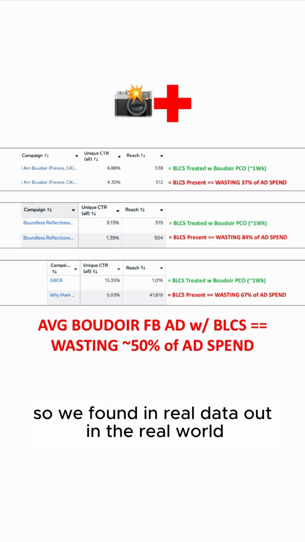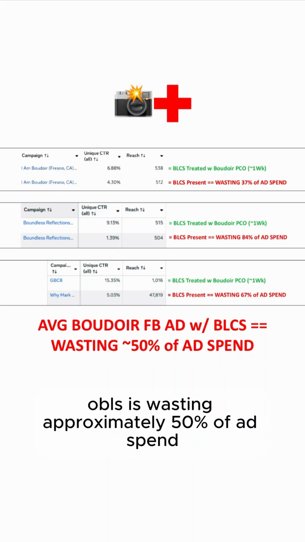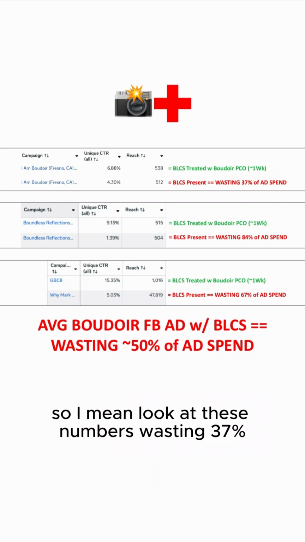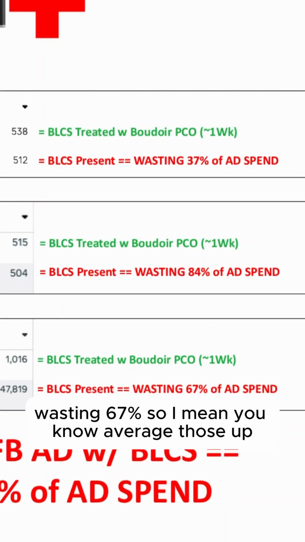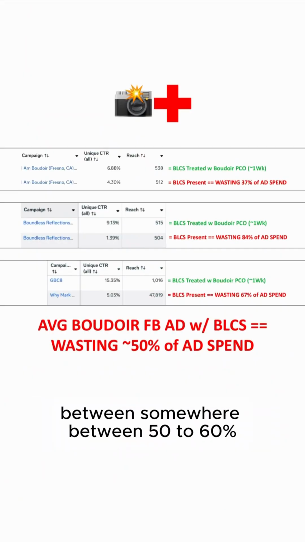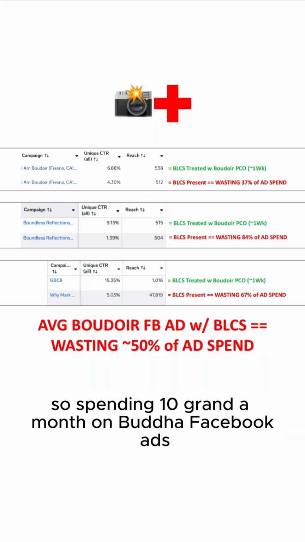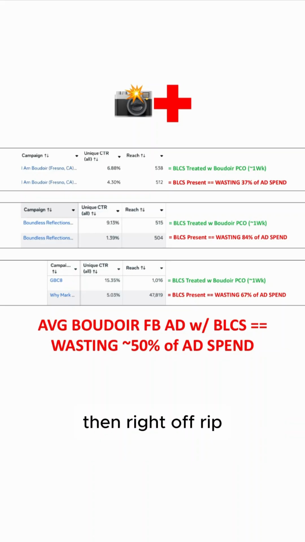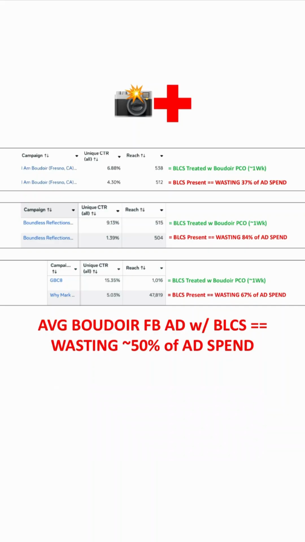So we found in real data, out in the real world, real testing, real buyers, the average Boudoir Facebook ad with BLCS is wasting approximately 50% of ad spend. So, look at these numbers: wasting 37%, wasting 84%, wasting 67%. Average those up. The average will probably be somewhere between 50 to 60%. So, spending 10 grand a month on Boudoir Facebook ads, right off the rip, approximately 5K every single month is being wasted. And as a result, we can eliminate that.